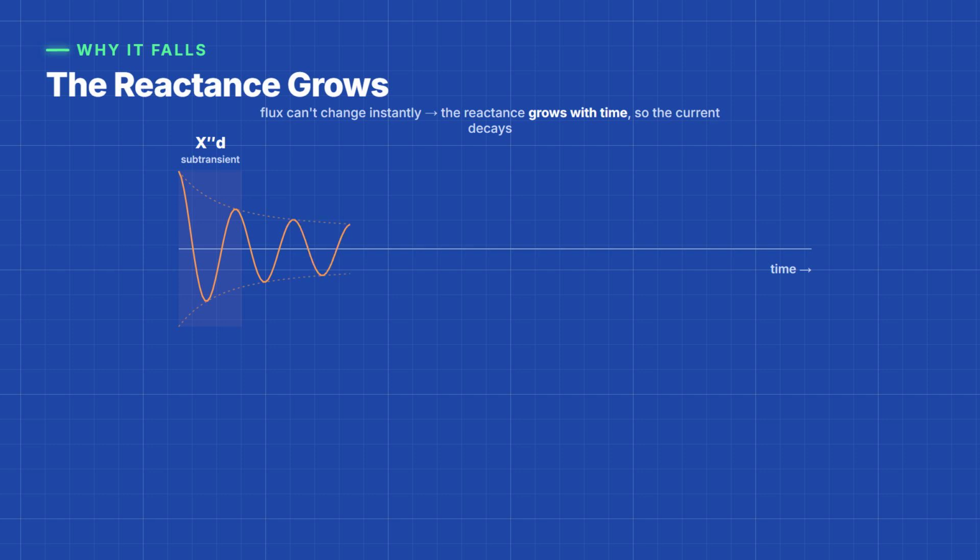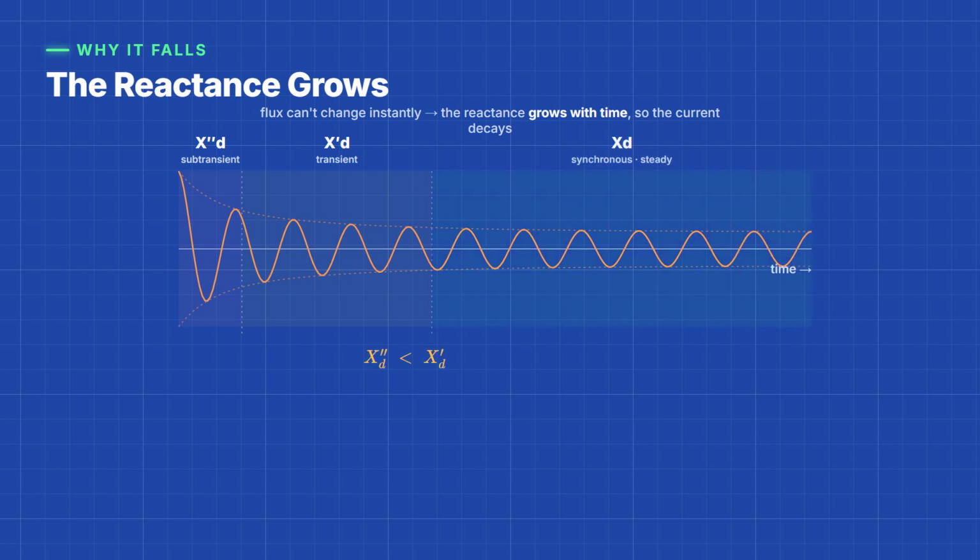Over the next several cycles, the flux redistributes, the reactance grows, and the current drops. This is the transient reactance. Finally, the machine settles. The reactance reaches its full value, the synchronous reactance, and the current reaches its steady level. So the current follows one simple rule at every stage. The current is the internal voltage divided by the reactance. The voltage stays the same. The reactance grows. So the current falls.